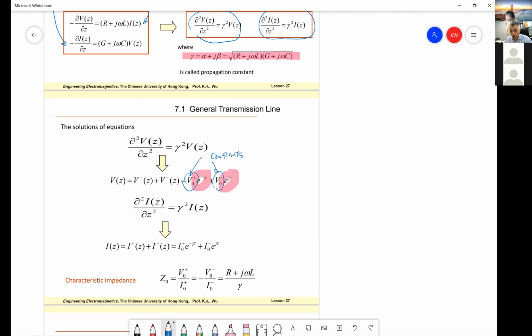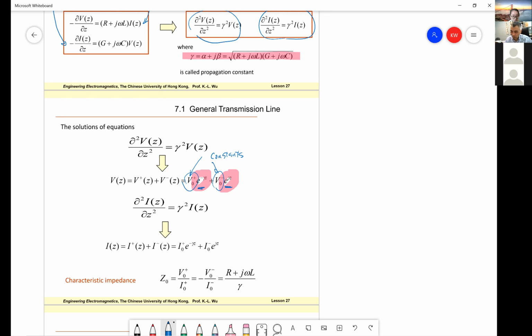If you're not sure this is a solution of this wave equation, it's easy to substitute them back. Substituting takes less than 10 seconds. You can convince yourself. If you're reluctant to do it, that's fine, but remember them. From the circuit model to this solution really takes less than 1 minute.